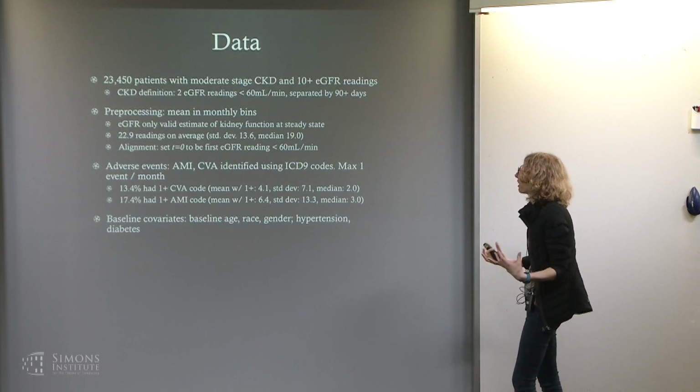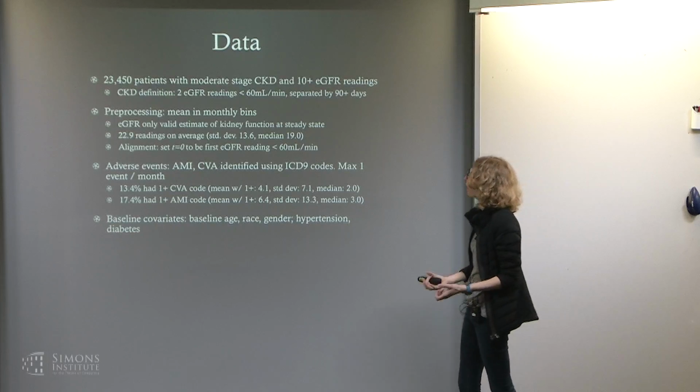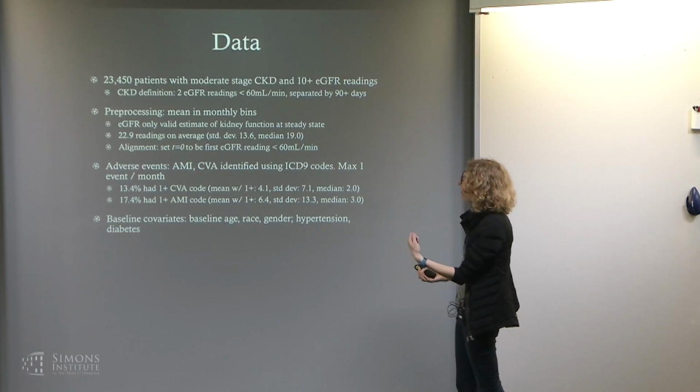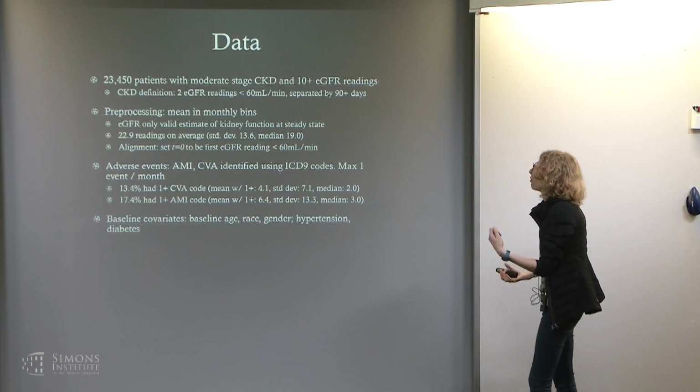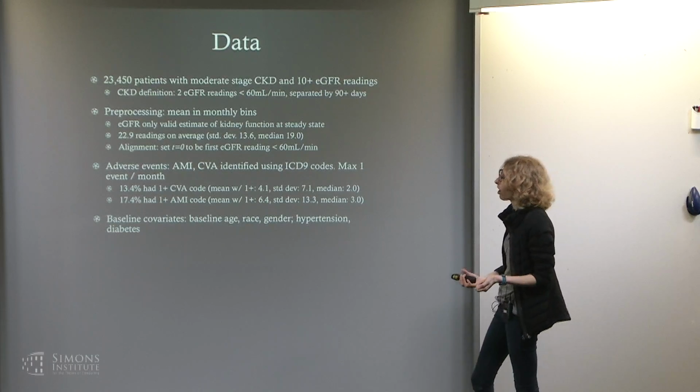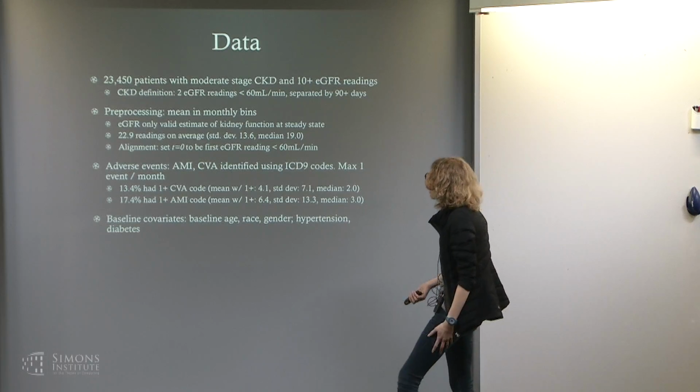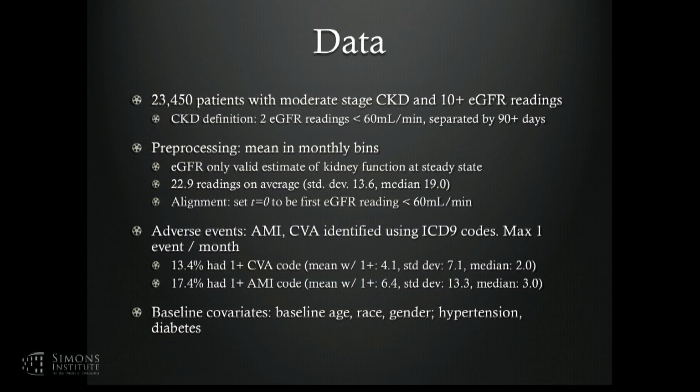Okay, and so when we went to look at the joint model, can we jointly model somebody's chronic kidney disease trajectory with their risk of heart attacks or strokes? We looked at 23,450 patients at Duke with moderate stage chronic kidney disease and more than 10 eGFR readings.